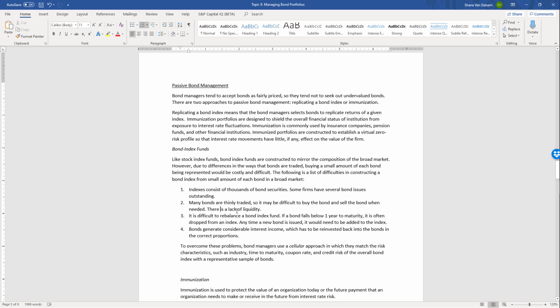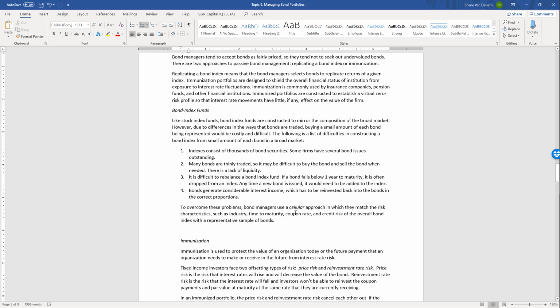It's difficult to rebalance a bond index fund. If a bond falls below 1 year to maturity, it is often dropped from an index. Anytime a new bond is issued, it would need to be added to the index. So again, difficult. There's so many bonds out there, so many companies issuing bonds, that it's difficult to replicate an index. Bonds generate considerable interest income, which has to be reinvested back into the bonds in the current proportions. To overcome these problems, bond managers use a cellular approach in which they match the risk characteristics, such as industry, time to maturity, coupon rate and credit risk of the overall bond index with a representative sample of bonds.